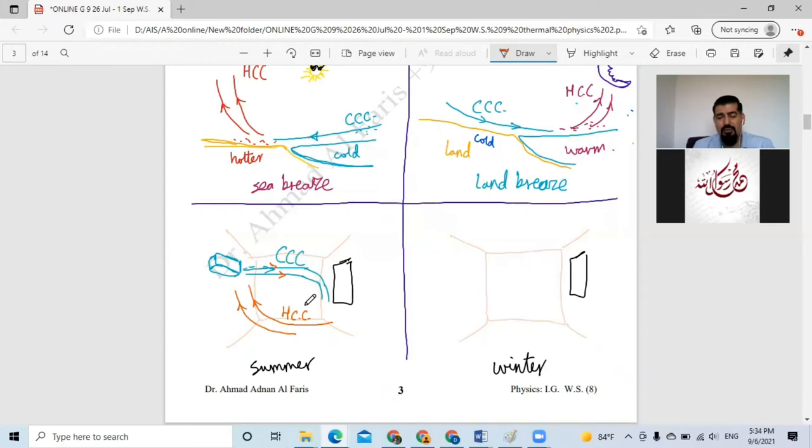After a couple of minutes, depending on the type of air conditioner and the size of the room, the whole room becomes cold. That's during the summer. That's the convection current that usually happens during the summer.